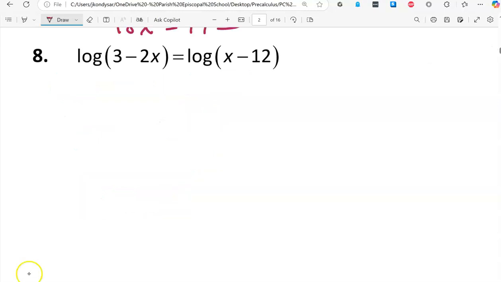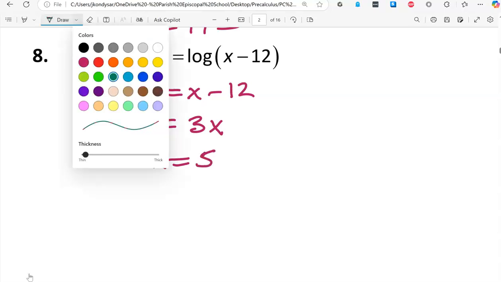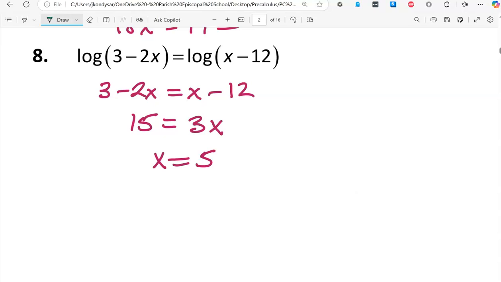In number 8, if we have two logs that are equal to each other, that means their arguments must be equal to each other. And so 3 minus 2x will be equal to x minus 12. Adding 2x to both sides and then adding 12, we get 3x is equal to 15, so x must be equal to 5. We need to check our solutions when we have two variable quantities that are arguments of logarithms.